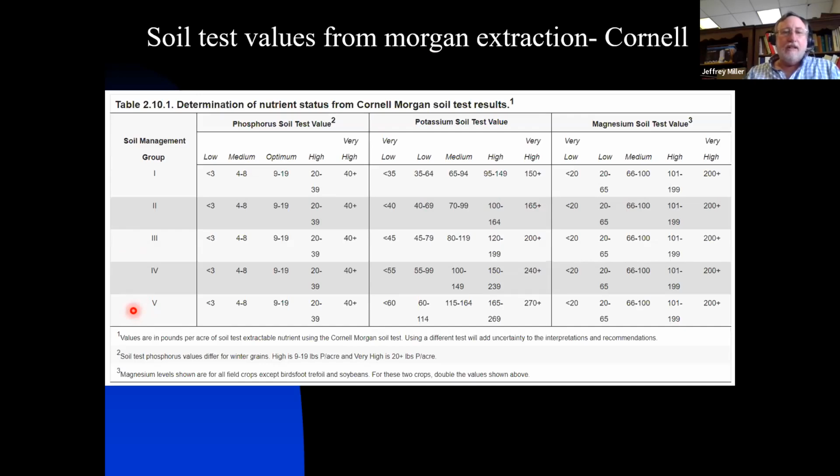And then 5 is sandy, much coarser soils. And you'll see that there's definitely an impact on at least potassium levels. You see that the rate of potassium goes up as you get to more coarser soils. And that's because those soils just can't hold on to the potassium. So you need to apply more in season to affect good crop development.